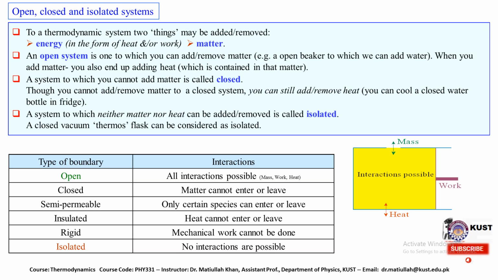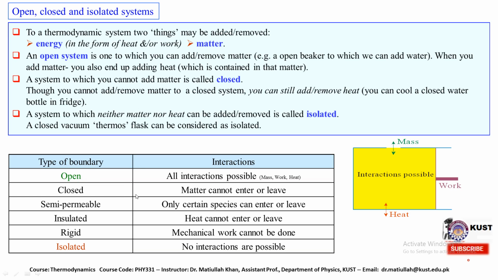We have different sorts of systems: the open system, closed system, and isolated system, and these are categorized based on their exchange of mass and energy. Each system is presented here in the table. We have the open system, in which all interaction is possible. I mean heat, work, and mass can be exchanged between the system and the surroundings.